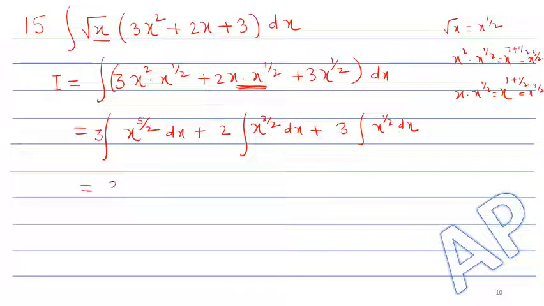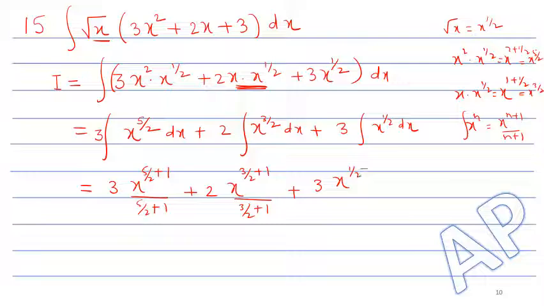So ಈಗ ಇಂಟಿಗ್ರೇಟ್ ಮಾಡೋಣ. x to the power of 5 by 2 ಅಂದರೆ x to the power of 5 by 2 plus 1 by 5 by 2 plus 1. ಎಲ್ಲ ಟರ್ಮಲ್ಲೂ ಇಂಟಿಗ್ರಲ್ x to the power of n ಅಂದರೆ x to the power of n plus 1 by n plus 1. ಈ ಫಾರ್ಮುಲಾ ಅಪ್ಲೈ ಮಾಡ್ತಾ ಇದ್ದೀನಿ. ಪ್ಲಸ್ 2 into x to the power of 3 by 2 plus 1 by 3 by 2 plus 1 plus 3 into x to the power of half plus 1 by half plus 1 plus c.